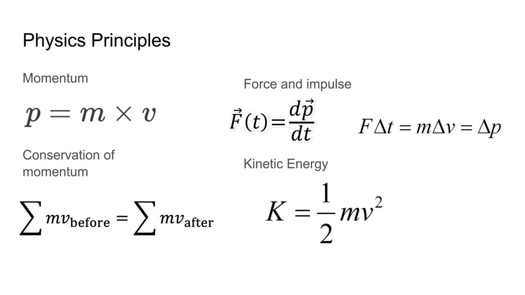Force and impulse connect force and momentum, and the force during a collision depends on how quickly the momentum changes, depicted by delta t. Kinetic energy depends on velocity squared, and so this means that a higher speed leads to a much larger energy change compared to a larger mass.